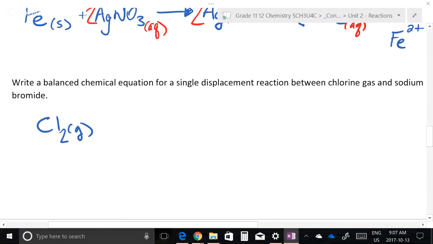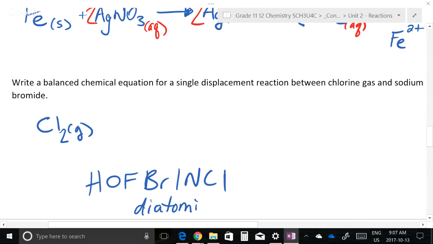Yeah, we remember it with that word Hofbrinkel. These are the diatomic elements. They're not always gases. So when we find the diatomics, they're always found in pairs. Yeah? Okay, now this is reacting with what?